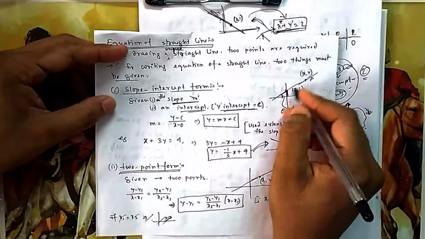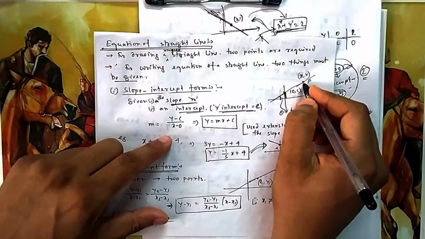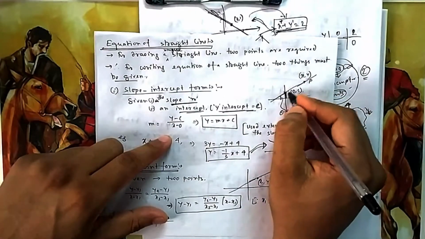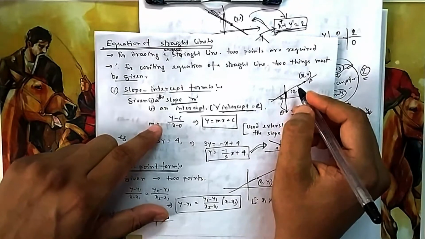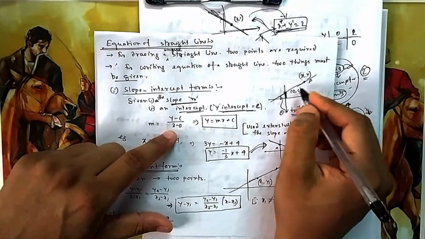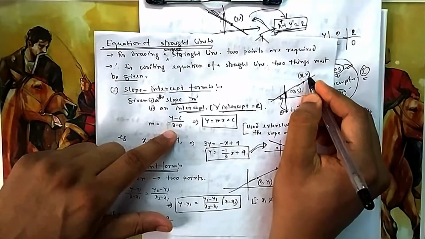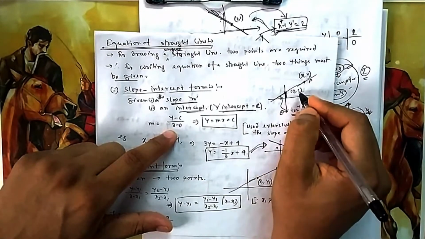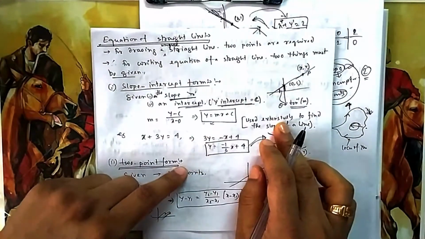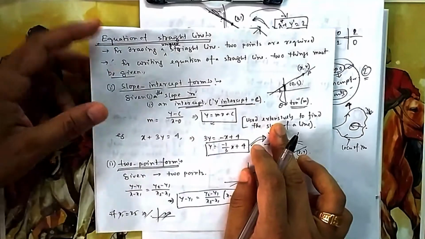So what is the slope of this line? m. You have taken this point, so you know the 2-point formula. What is the slope? y2 minus y1 by x2 minus x1. So the slope is m, I know. And then what is the slope here? y minus c by x minus 0. Here y2 is y, and y1 is c. So y2 minus y1 by x2 minus x1. So this becomes your very standard equation, y equal to mx plus c, the first equation.